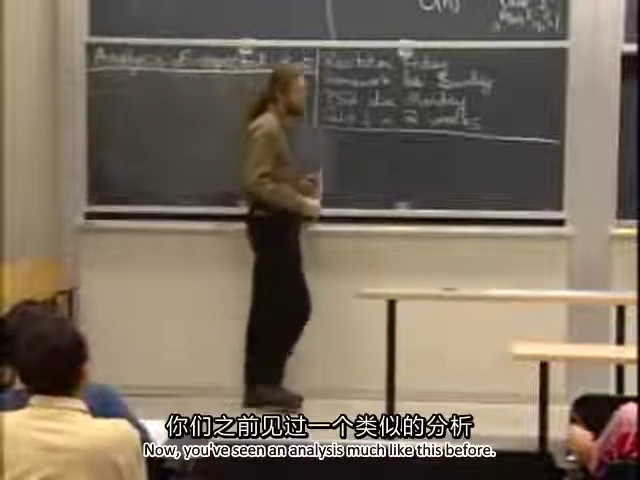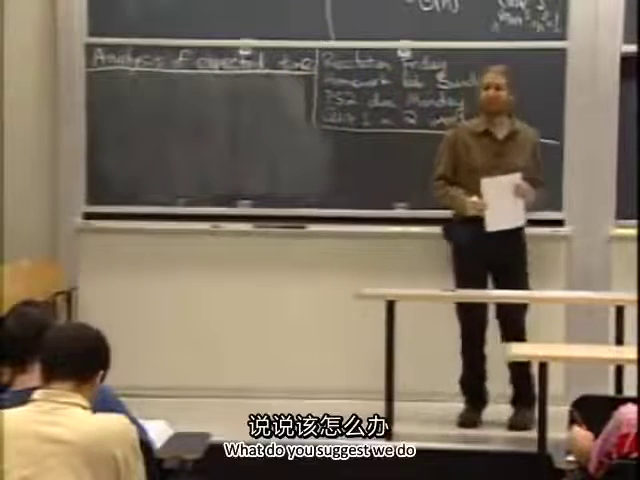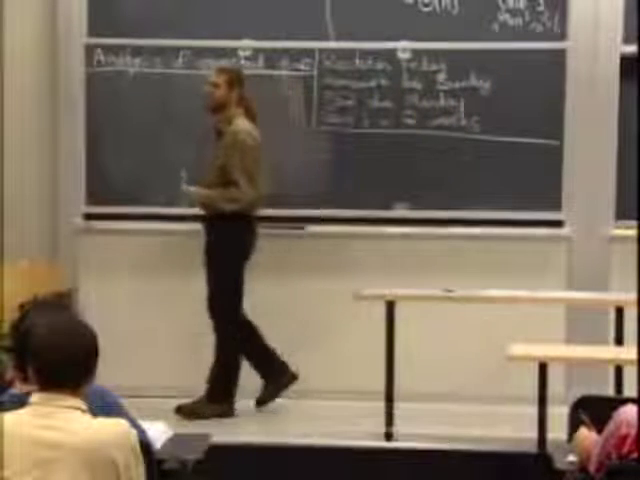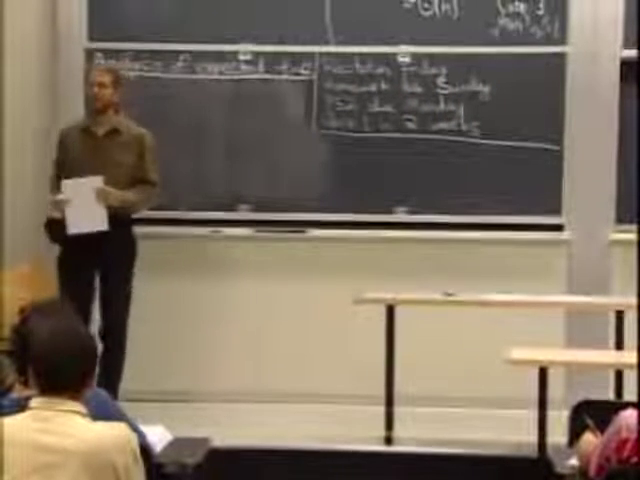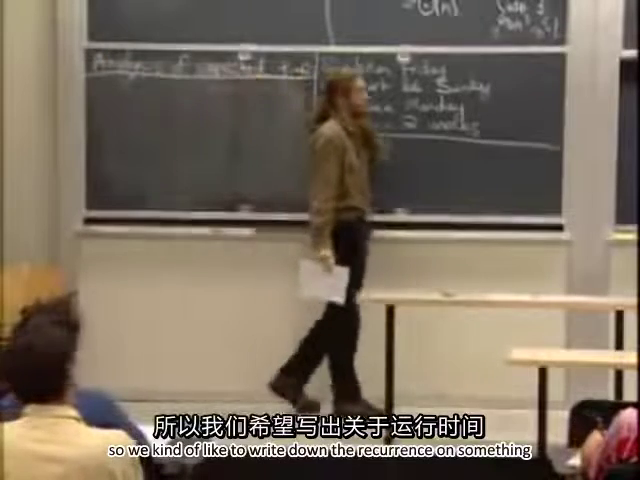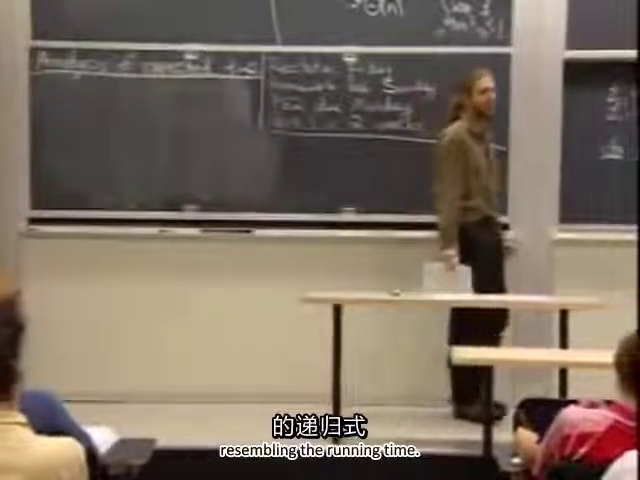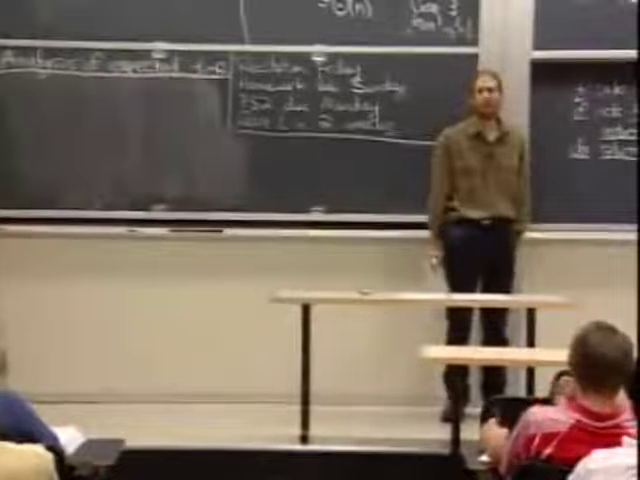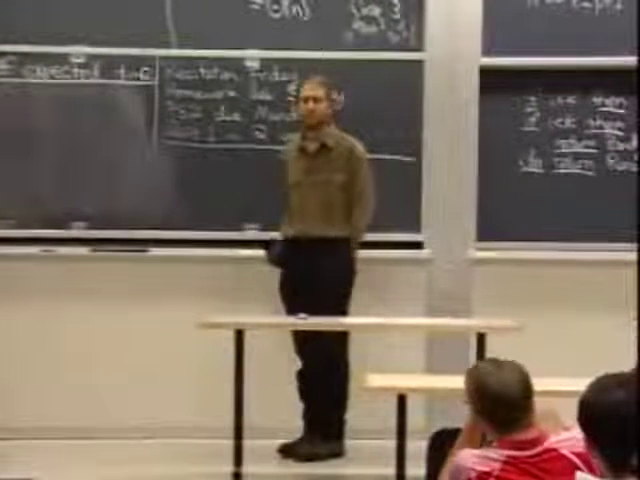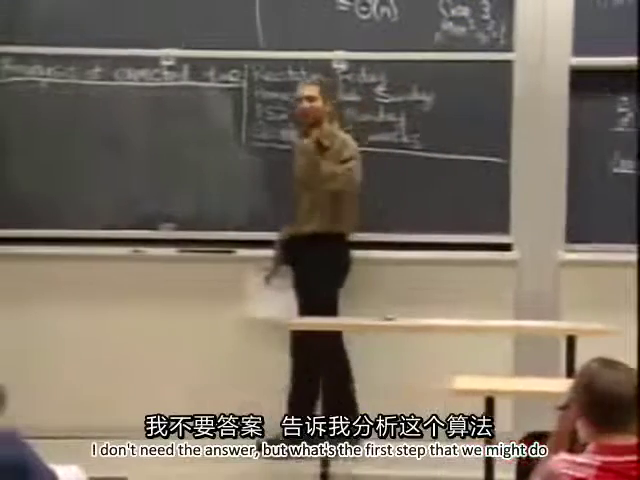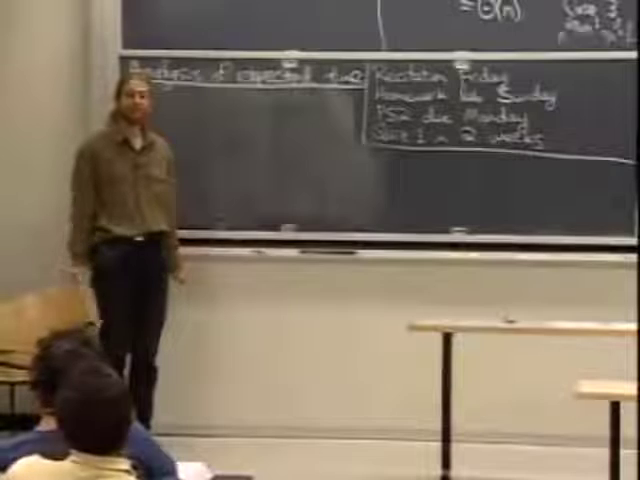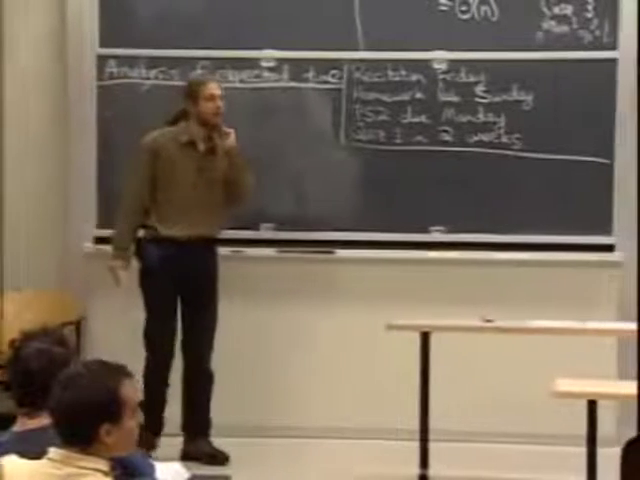Now, you've seen an analysis much like this before. So what do you suggest we do in order to analyze this expected time? It's a divide and conquer algorithm, so we'd like to write down a recurrence on something resembling the running time. I don't need the answer, I just want to know the first step we might do to analyze the expected running time of this algorithm. Sorry? Look at different cases.